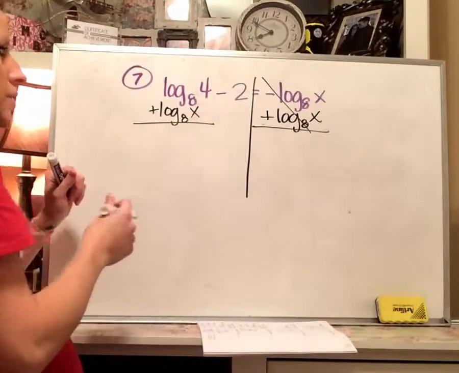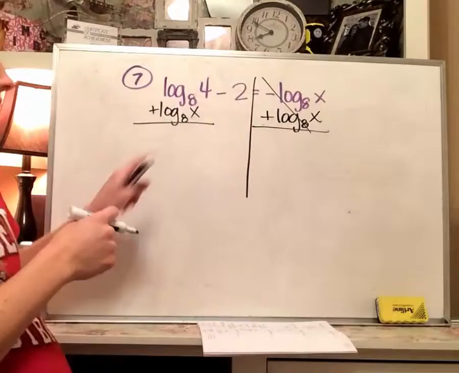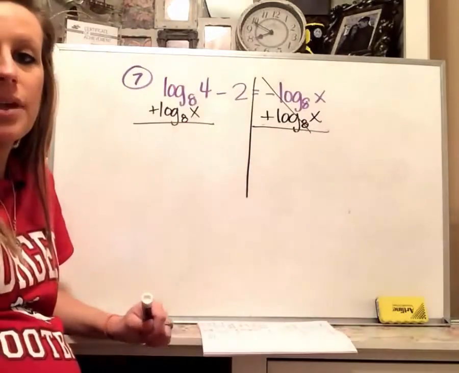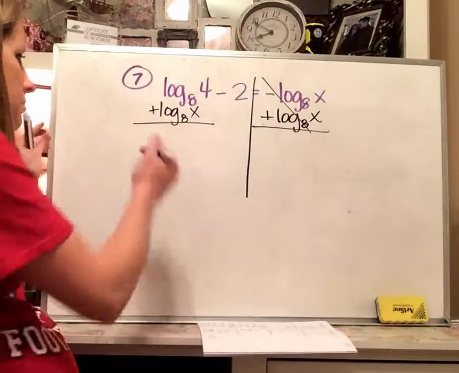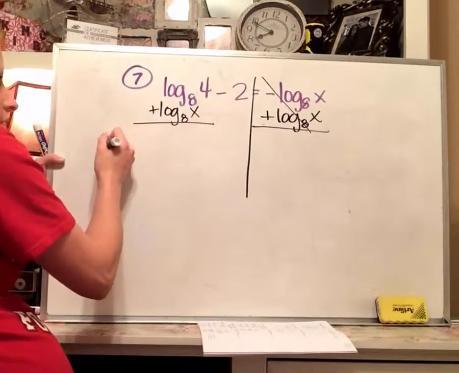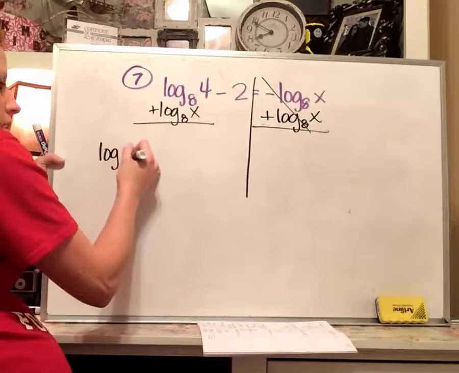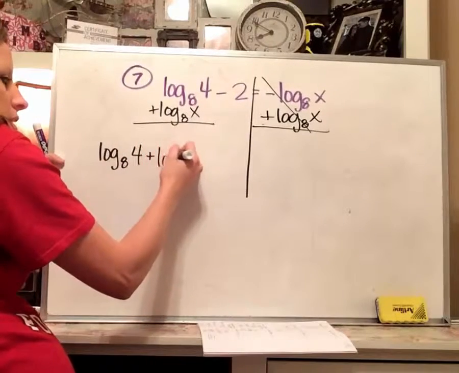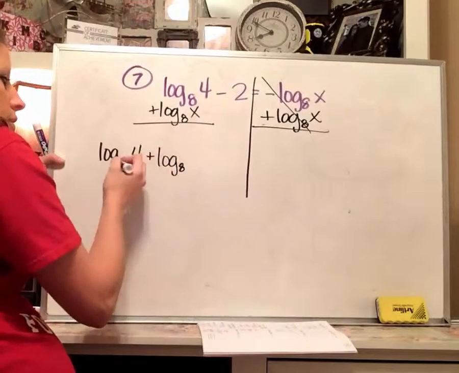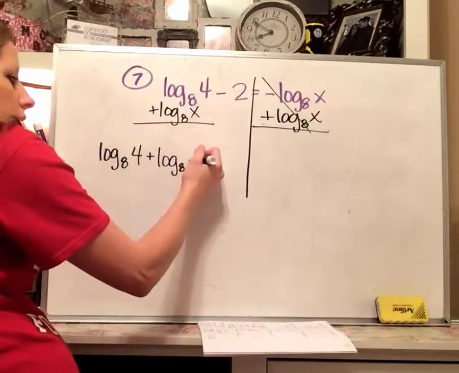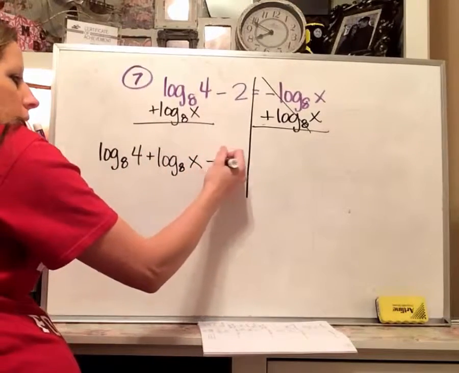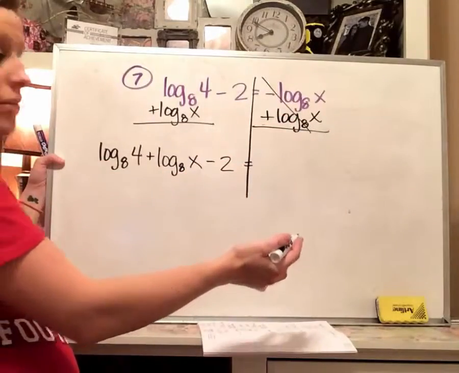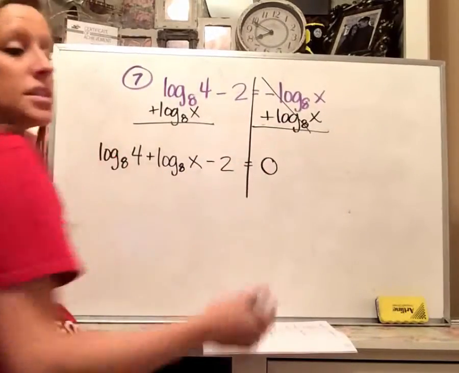So now I have log base 8 of 4 plus log base 8 of x minus 2. I'm going to go ahead and write all of this out just so you can see it one step at a time. So log base 8 of 4 plus log base 8 of x minus 2 equals, and I don't have anything on the right side, so I'm going to put 0.